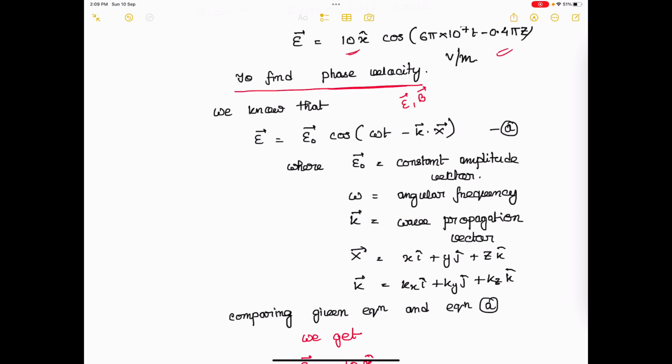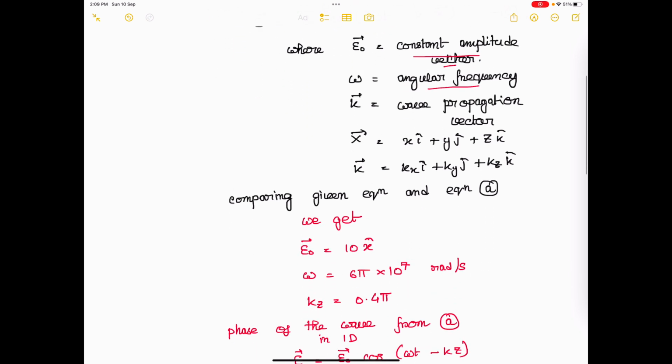Now what do these terms represent? E naught is the constant amplitude vector, omega is the angular frequency of the wave, k is the wave propagation vector, and x is the position vector, where x is equal to x i plus y j plus z k. And k can be written component-wise as kx i cap plus ky j cap plus kz k cap, which are the components in the wave propagation direction.